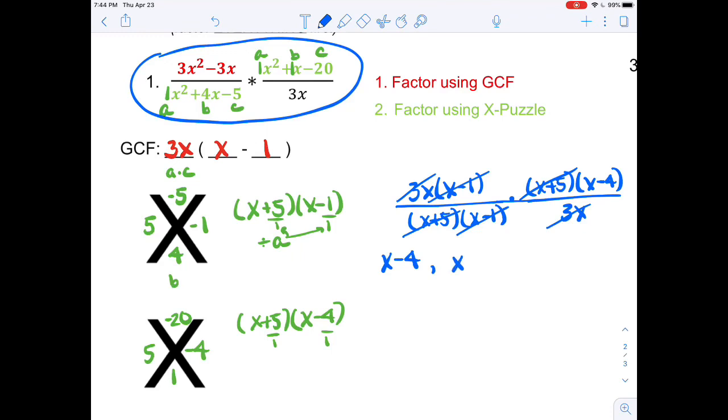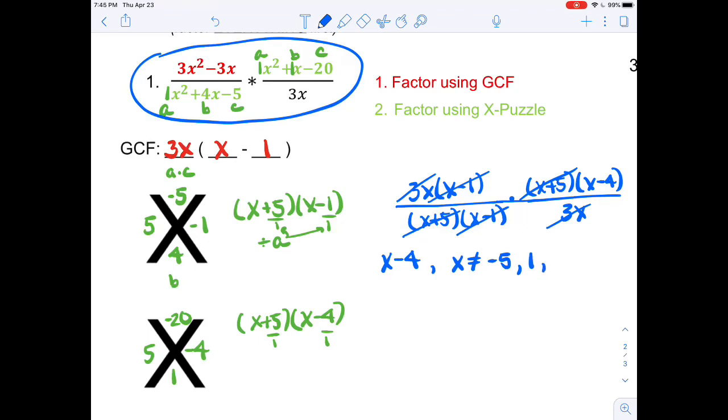We know that x cannot equal negative 5, because if x equaled negative 5, we'd have negative 5 plus 5, and this first factor on the bottom would be 0. Similarly, x cannot equal positive 1 because that would make the second factor 0.